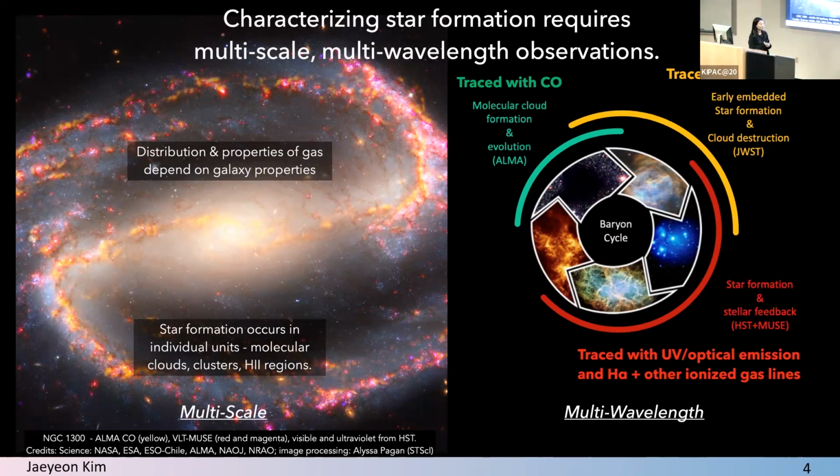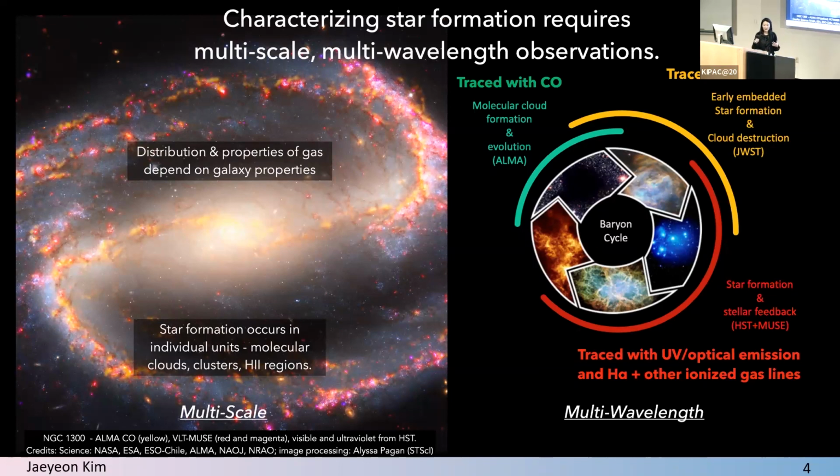And more than that, we also need a multi-wavelength approach because these star-forming processes are only observed using different observables. For example, here, the initial molecular gas phase is only observed using CO emission, mostly from ALMA. And then the deeply embedded star-forming phase takes place, which is only observed using infrared emission, mostly from previously Spitzer, and then now JWST. And then the star-forming region reveals itself from the parental cloud, making it visible in H-alpha emission, which can be observed using HST and MUSE, as well as in ground-based telescopes.